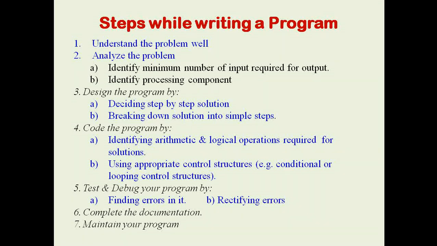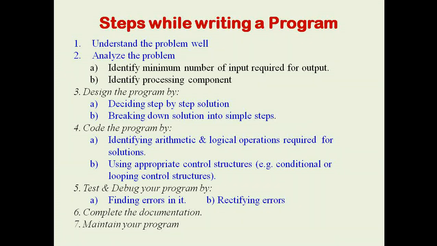Second is called identifying the processing component. So what is the processing component in this example? In this example, area is equal to length into breadth. That means we will multiply length by breadth and then we will get the area. So this is called the processing component. Third one is design the program by deciding a step by step solution and breaking down the solution into simple steps.